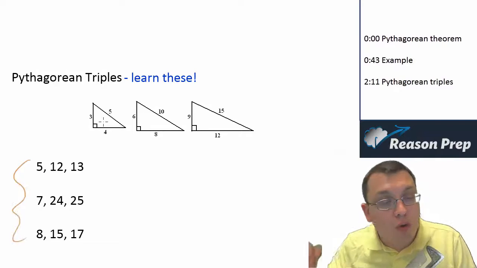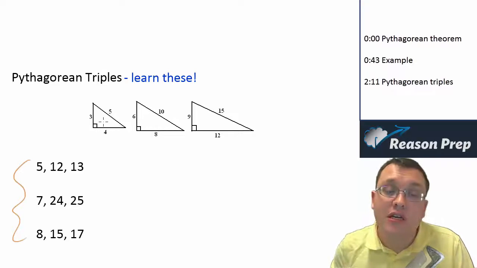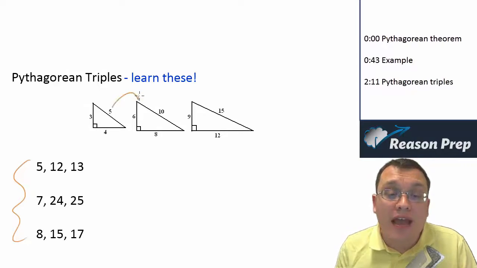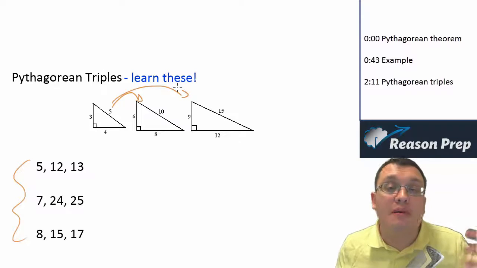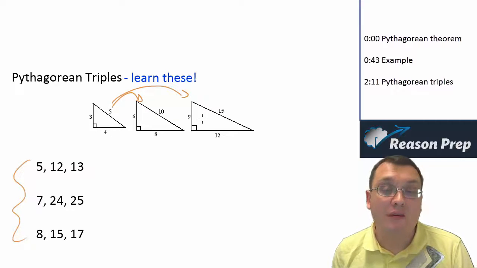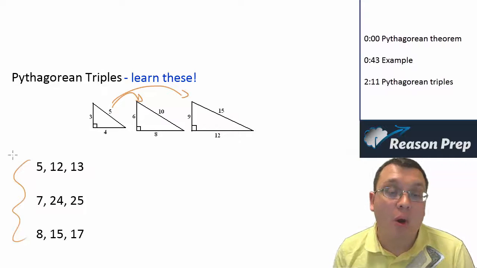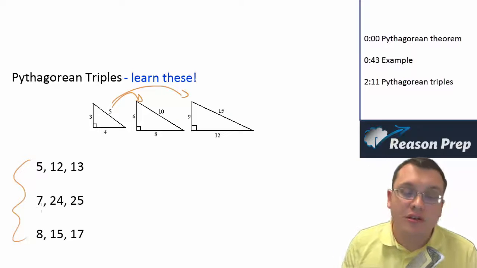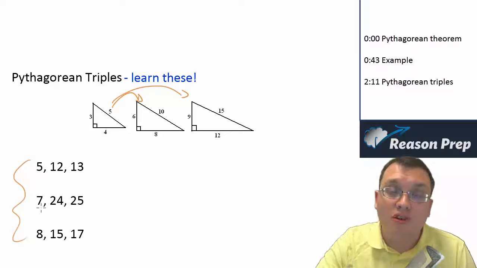So definitely learn these 4: the 3, 4, 5, the 5, 12, 13, the 7, 24, 25, and the 8, 15, 17. Note as well that any proportional increase or any multiple of these would also be a special triangle. So if you multiply the sides by 2, the 6, 8, 10 would be valid. If you multiply the sides by 3, the 9, 12, 15 would be valid, and so on. And the same would be true of these. So definitely learn these. It's just a nice shortcut for some of these questions.